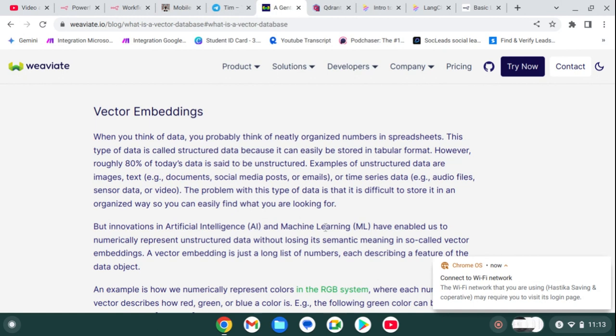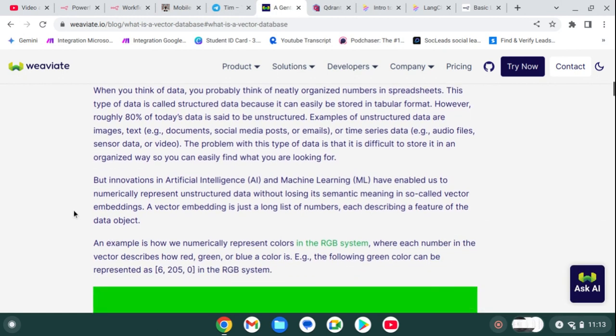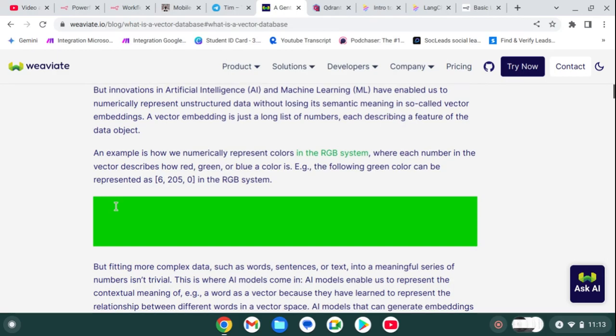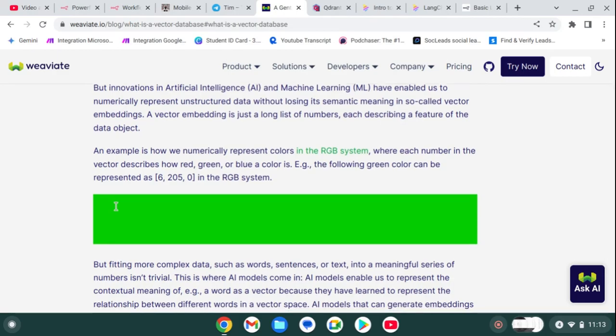Machine learning has enabled us to numerically represent structured data without losing its semantic meaning. This is now called vector embedding. A vector embedding is a long list of numbers describing features of the data object. An example is how we numerically represent color in the RGB system, where each number in the vector describes how red, green, or blue the color is.